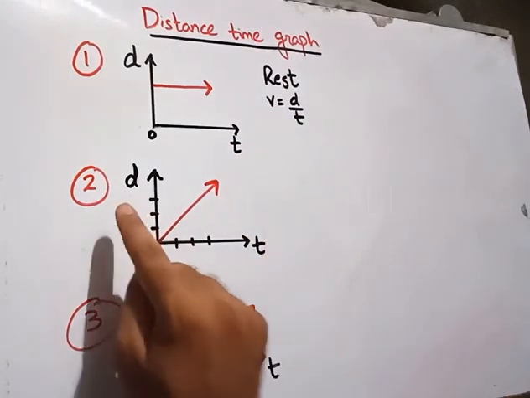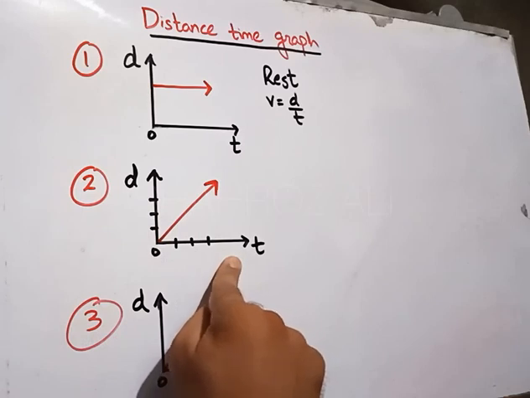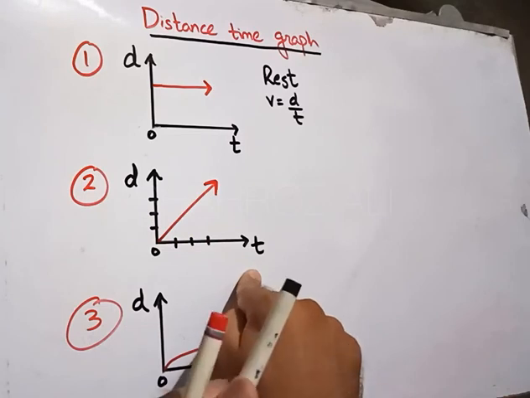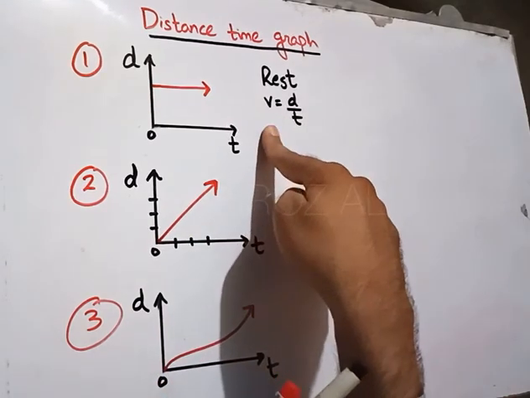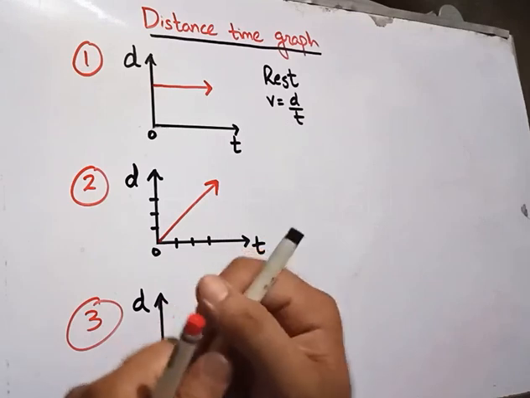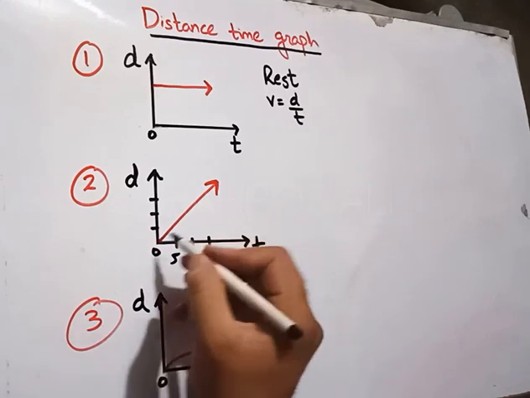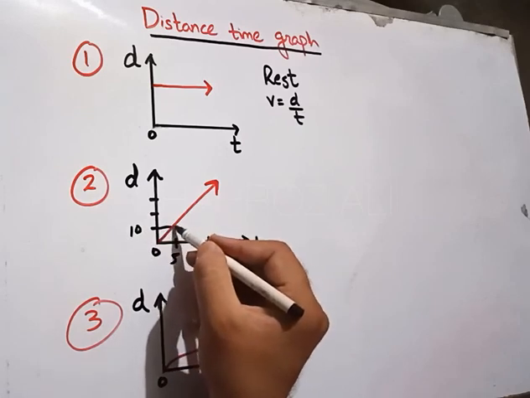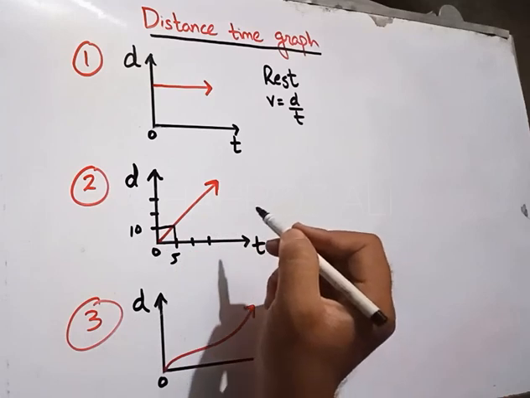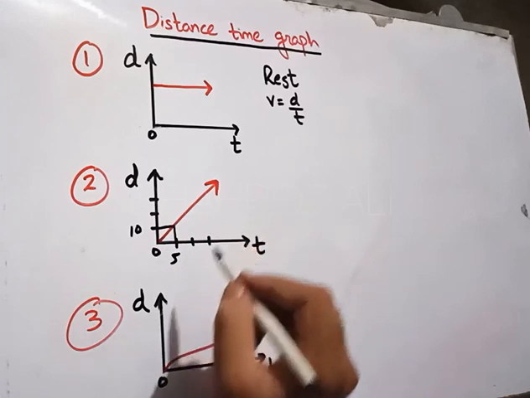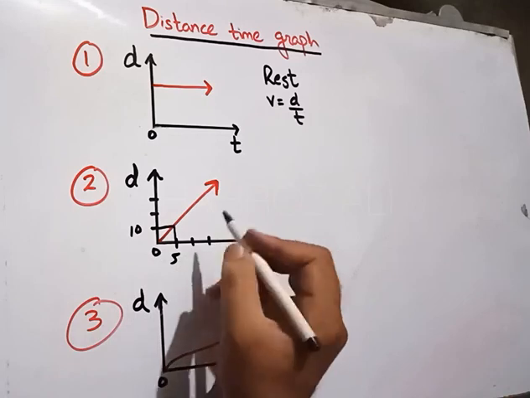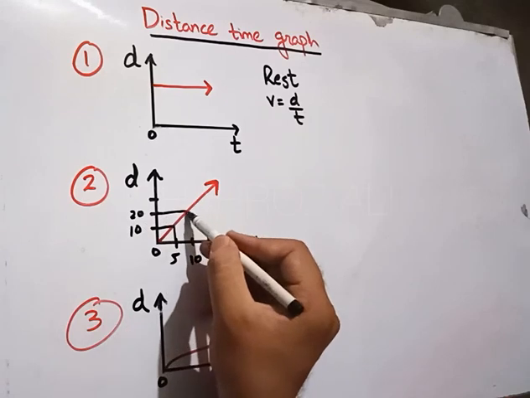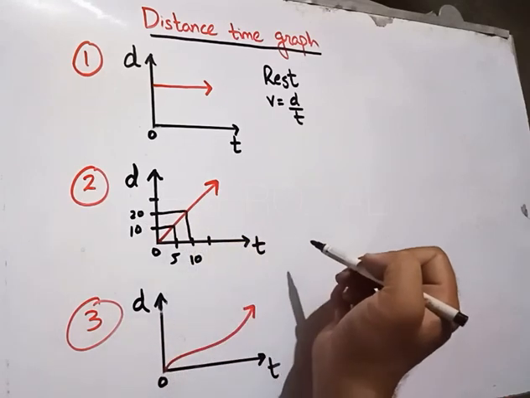Now if the distance is covered with respect to time, the body is moving. So if the body is moving, it will gain some speed or velocity. Now just suppose in 5 seconds the body covers 10 meter distance. You will just join these lines. In 5 seconds the body covers 10 meter distance. Now in the next interval, in 10 seconds the body covers 20 meter distance as well.